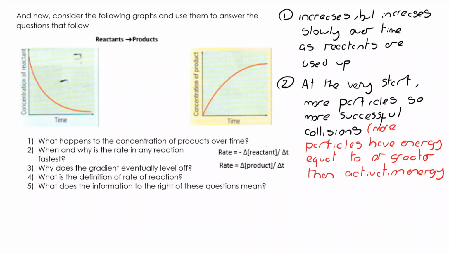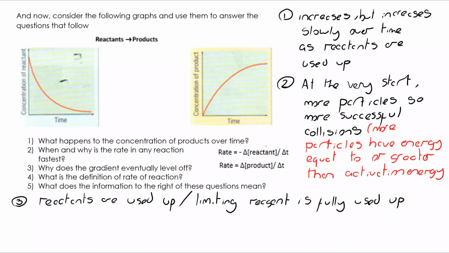And by successful collisions, just to remind you, that means more particles have energy equal to or greater than the activation energy. Moving on to question 3, we've already touched on this many times. Why does the gradient eventually level off? Well, that's because we've used up reactants, and certainly the limiting reagent has been fully used up. So the reaction cannot continue because we don't have the reactants to do it.